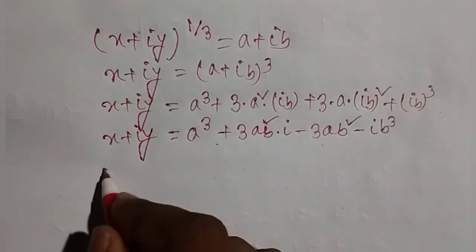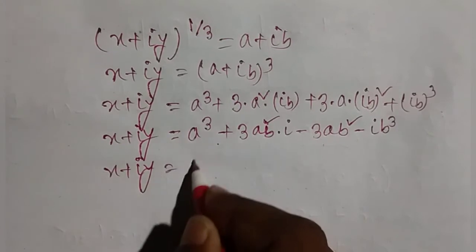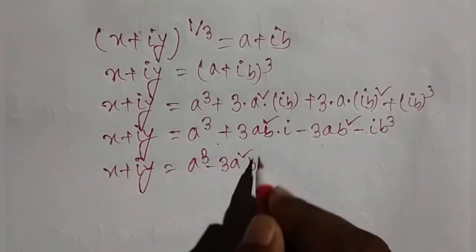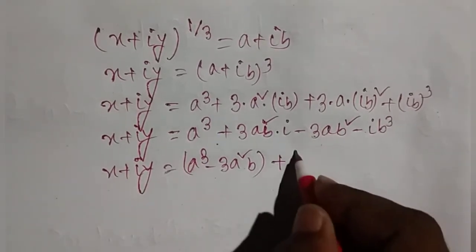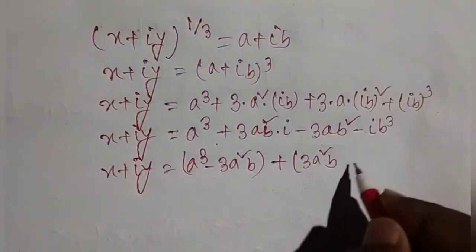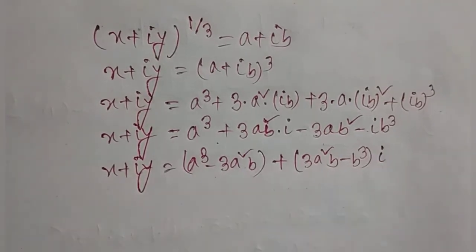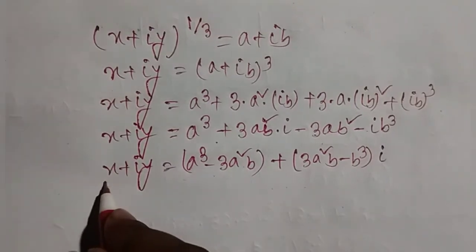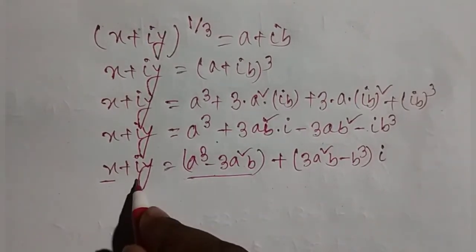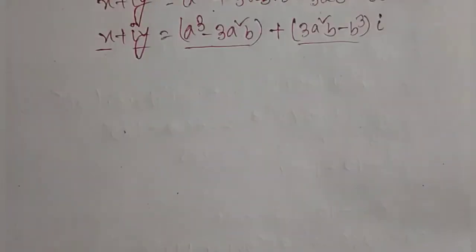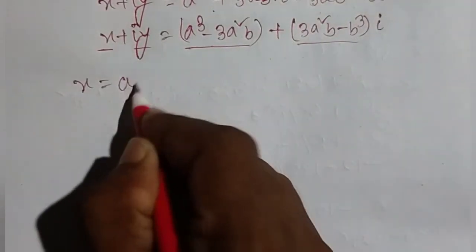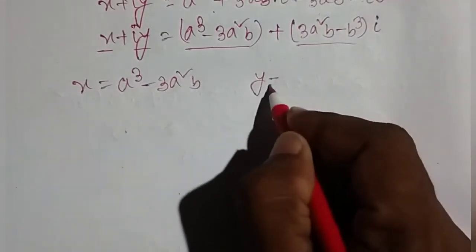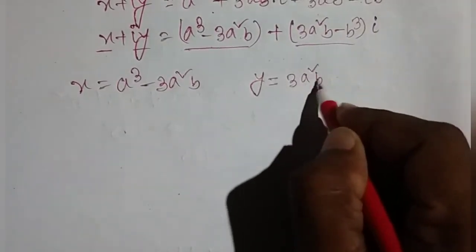Now it can be written as a cube minus 3ab square, and 3a square b minus b cube into i. So this is the form of a plus ib. Now just equate real with real and imaginary part with imaginary part. So here x equal to a cube minus 3ab square and y is equal to 3a square b minus b cube.